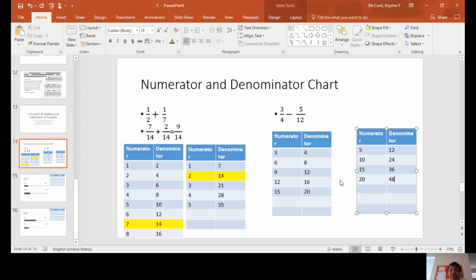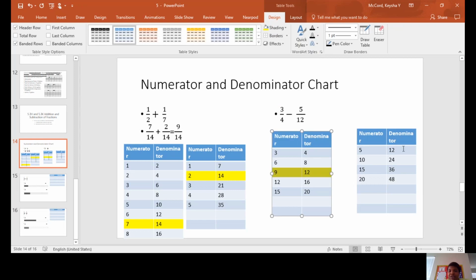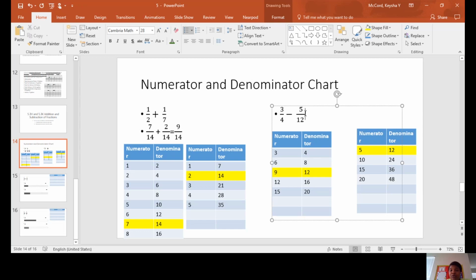Now remember, I want a fraction where they have the same denominator. Well, I look here, I see 9 twelfths, so I'm going to highlight that. And I look here and I see 5/12. They have the same denominator, so I'm going to use those fractions. So now I can rewrite 3/4 and 5/12 as two fractions that have the same denominator, thanks to my numerator denominator chart.